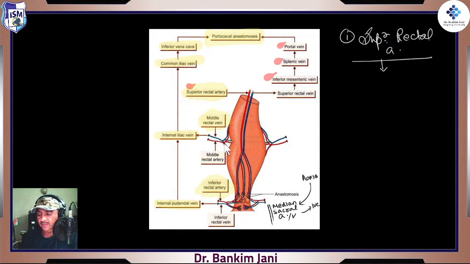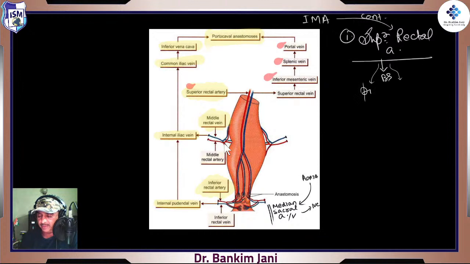Where it goes, branches, because it will be divided into two parts, right? This is unpaired. There is only one. There is nothing like right or left superior rectal, because it is emerging as a direct continuation of, just remember, the inferior mesenteric artery's continuation, right? It is the direct continuation. So all these branches, right?